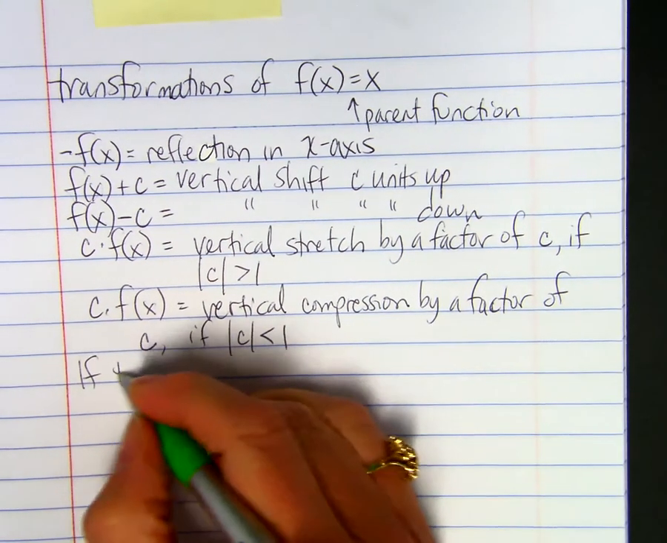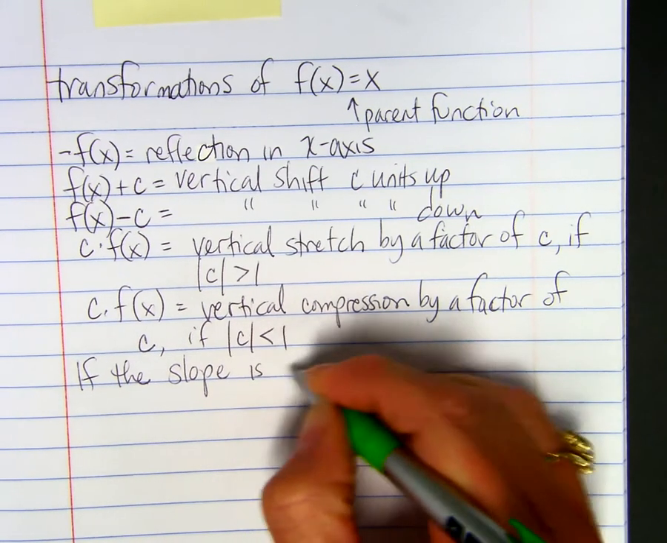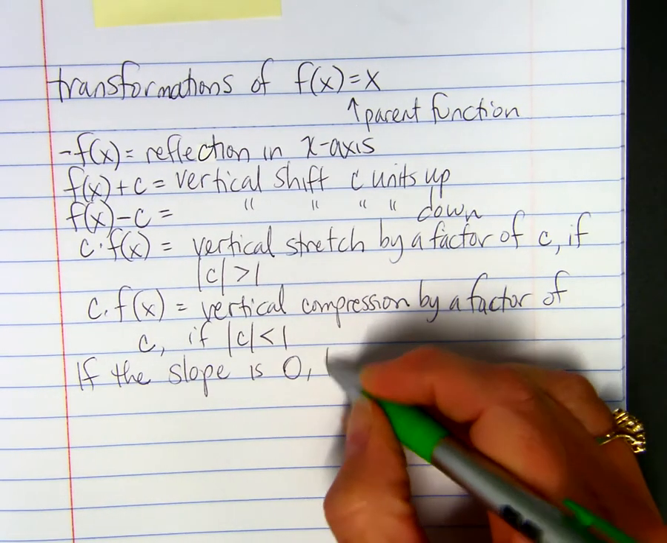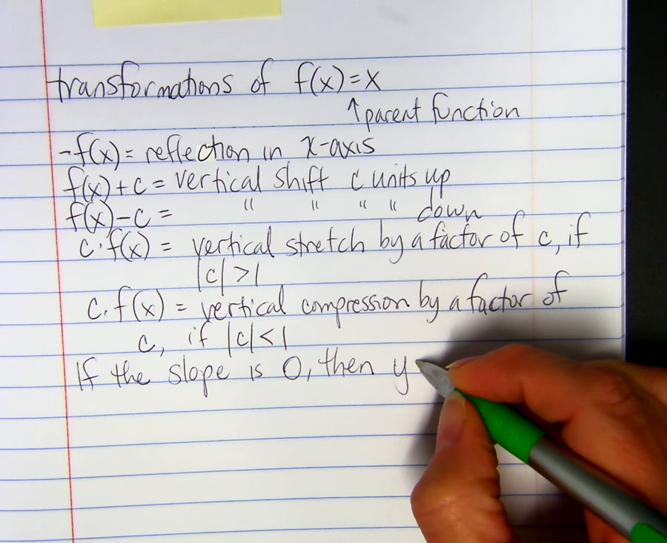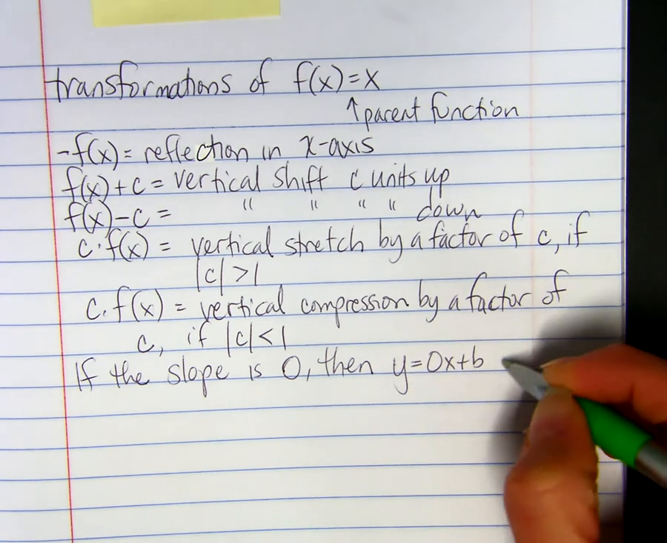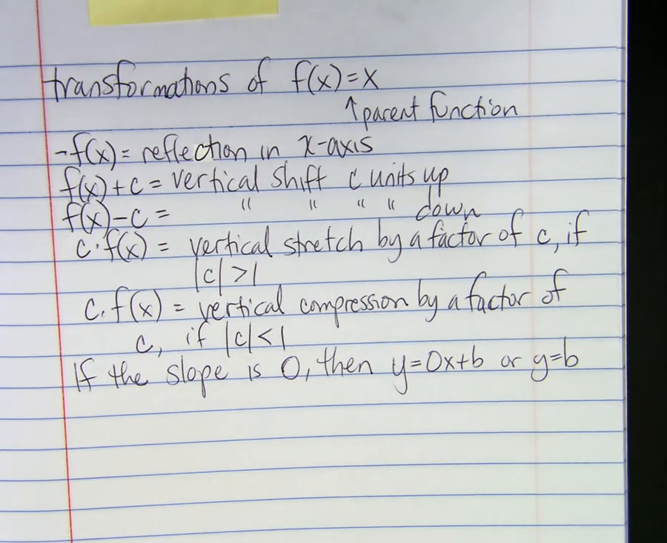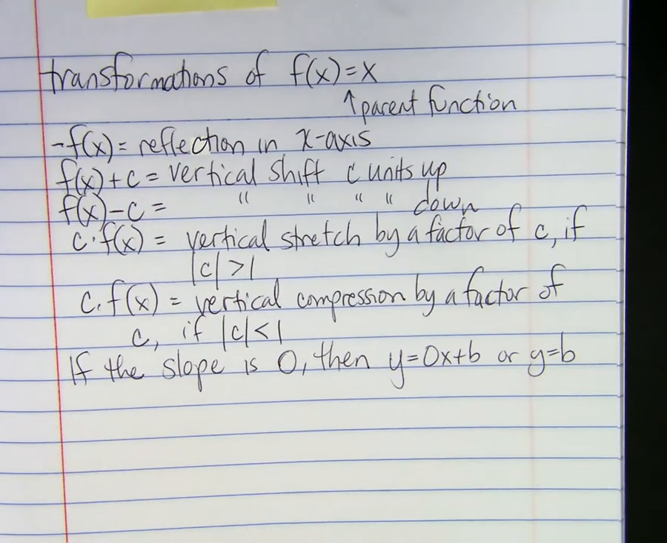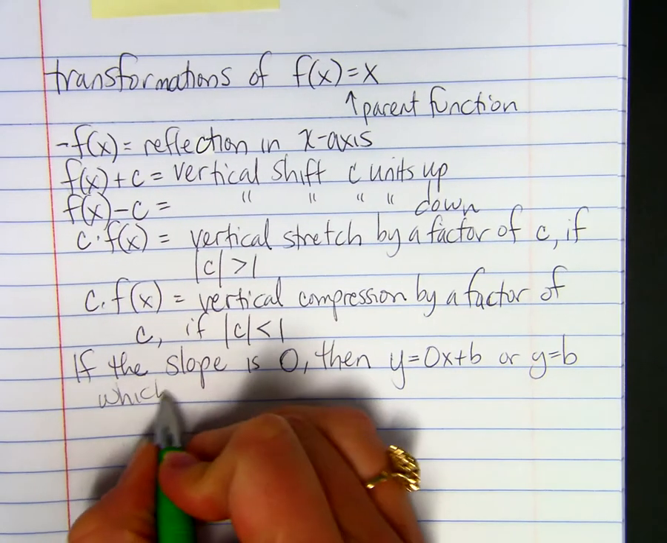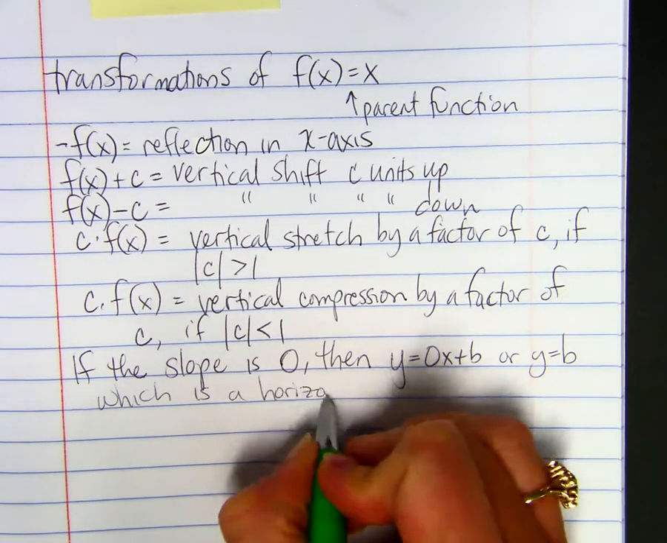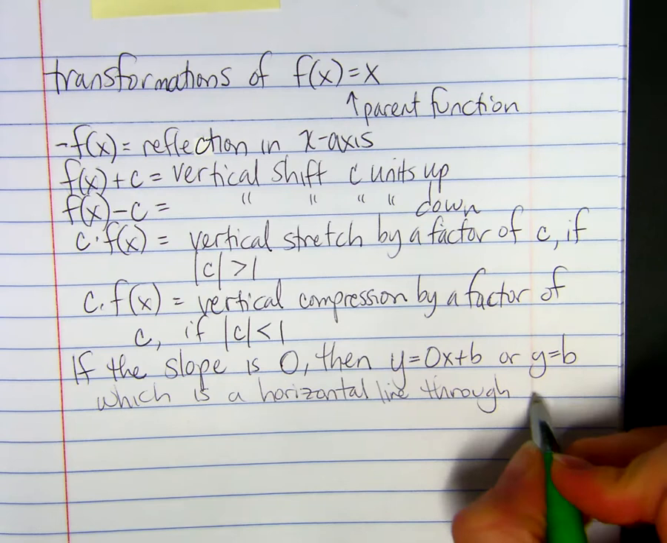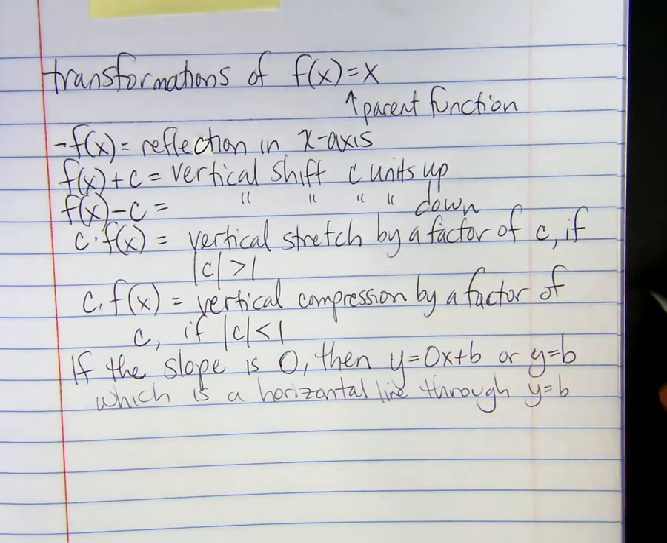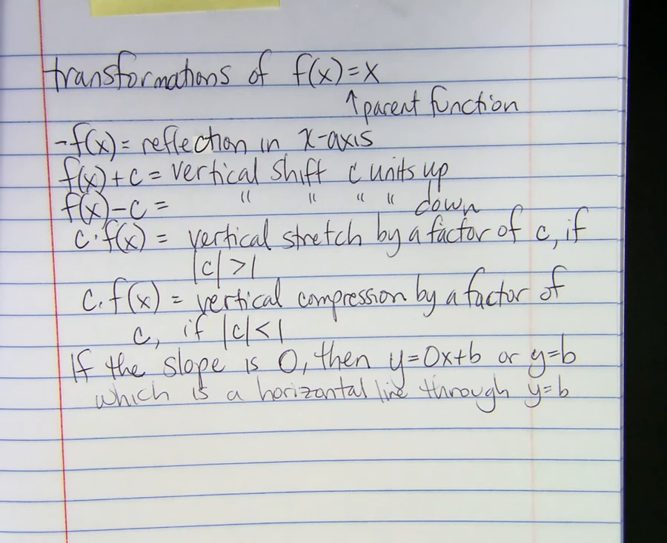If the slope is 0, then y equals 0x plus b, or y equals b. So that is a horizontal line through, basically y equals b. So whatever b is, you put that on the y-axis and then draw a horizontal line. That's with a slope of 0.